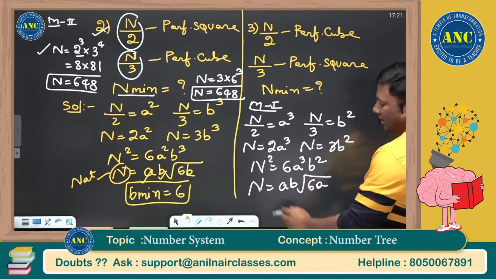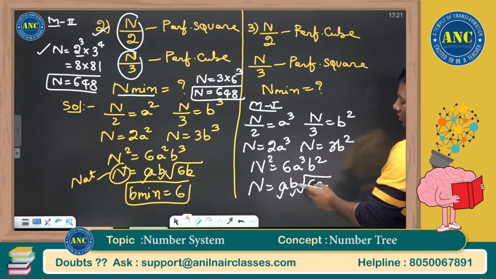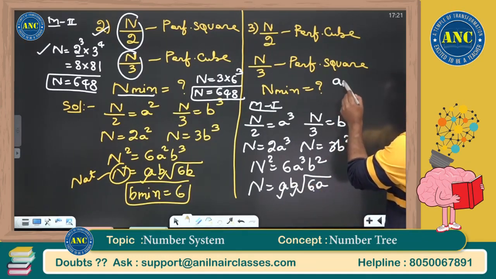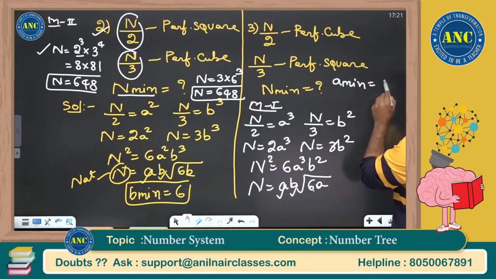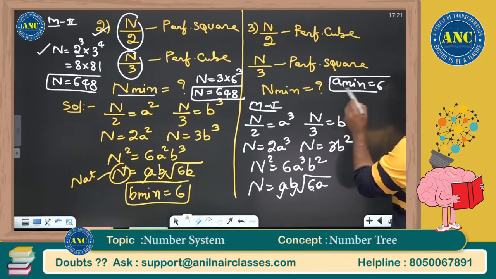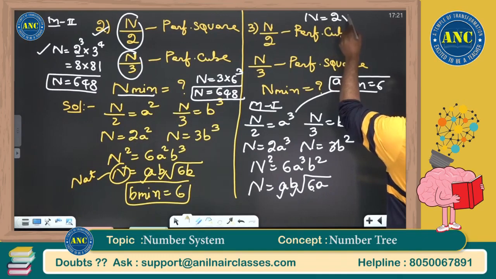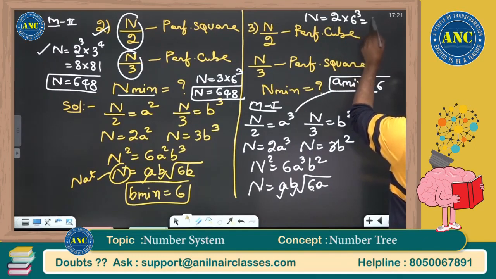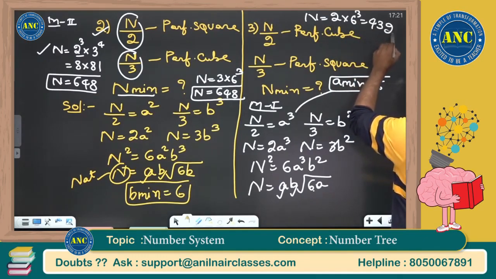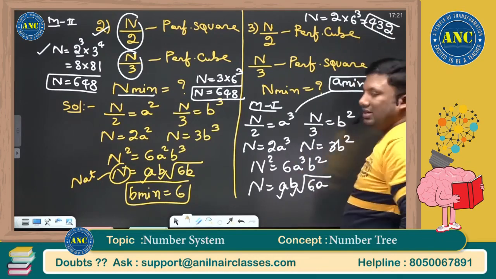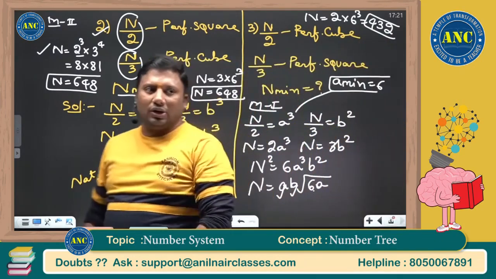Under root 6a. I want the minimum value, a natural number. So a minimum has to be 6. If a minimum is 6, n is nothing but 2 into 6 cube, which is 216 into 2, that is 432. The answer is nothing but 432.